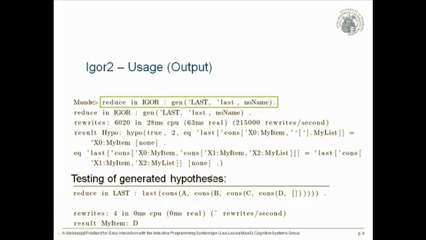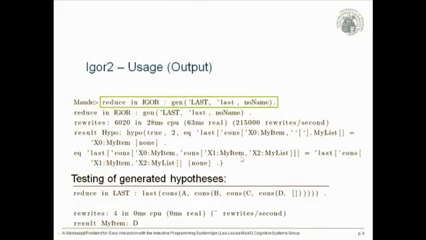Down here is the output that IgorII generates. You can see the number of rewrites it took to generate these hypotheses and the time it took. And those here are the hypotheses. As you can see, they are in IgorII syntax and are not that easy to read. And you cannot test the function this way because it's not mod code. So you would have to translate it.